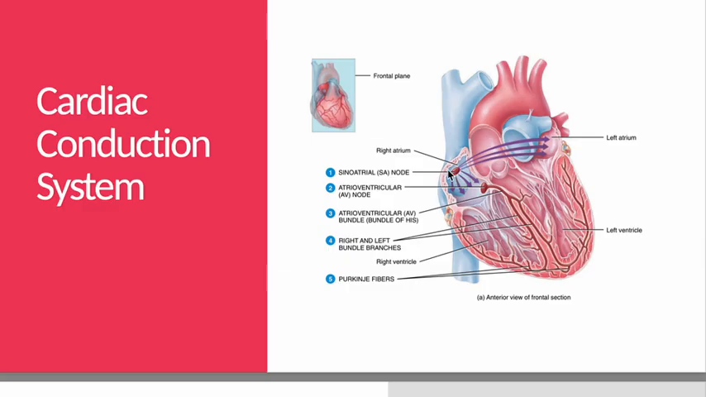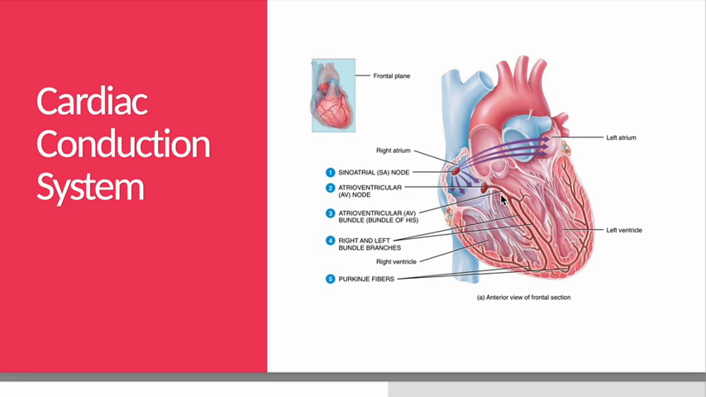This SA node is going to send that signal through the entire atria down to our atrioventricular node, our AV node. Our AV node, again, is going to collect all that signal, slow it down, and then pass it to our atrioventricular bundle, our AV bundle.